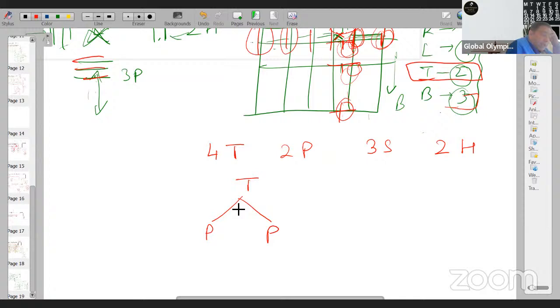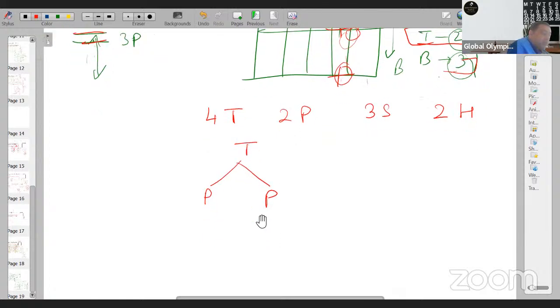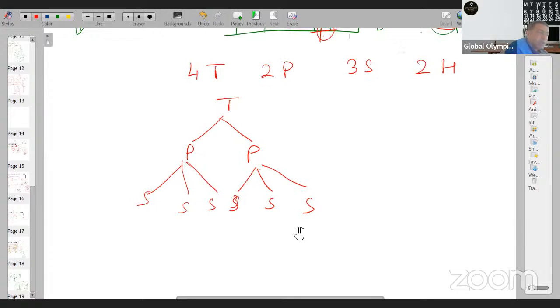And let's say you take this pant with this one. With this pant, you will have 3 shoes here: shoe, shoe, and shoe. Here also you'll have shoe, shoe, and shoe. And then you have 2 hats with each one of them.